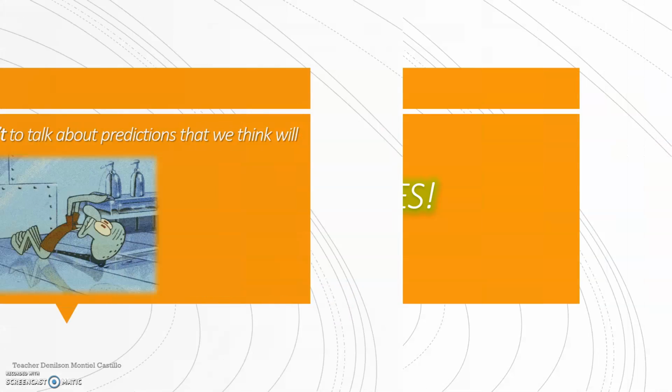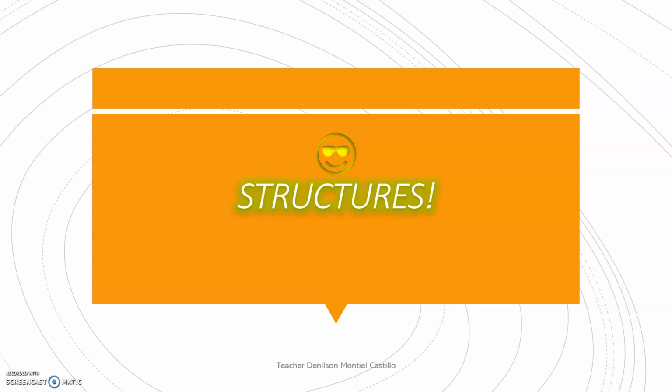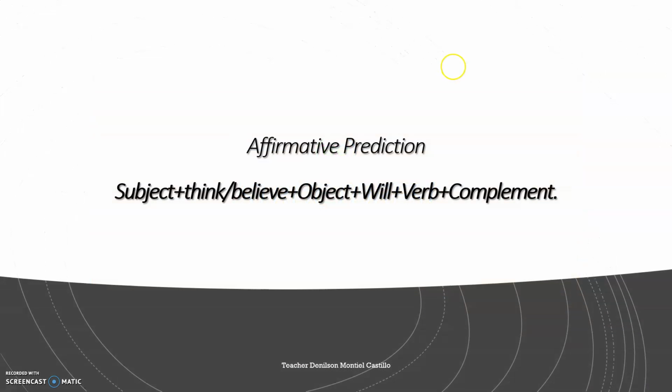Now let's talk about the formulas or the structures that we can use in the case of predictions. Well, if it is about an affirmative prediction, the formula is quite simple. Subject. After the subject, we can use think or believe plus the object plus will, verb, and finally the complement. Sometimes we may not have a complement, and that's okay, so don't worry.